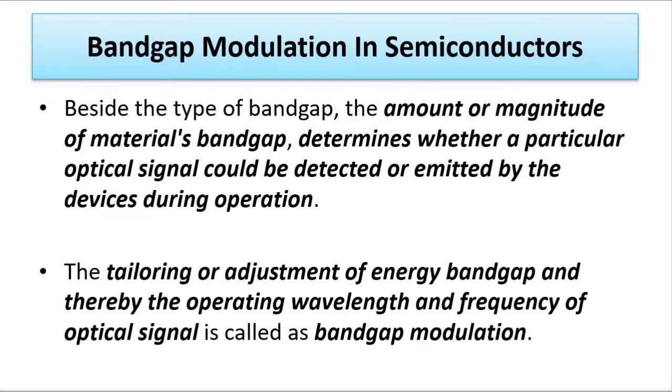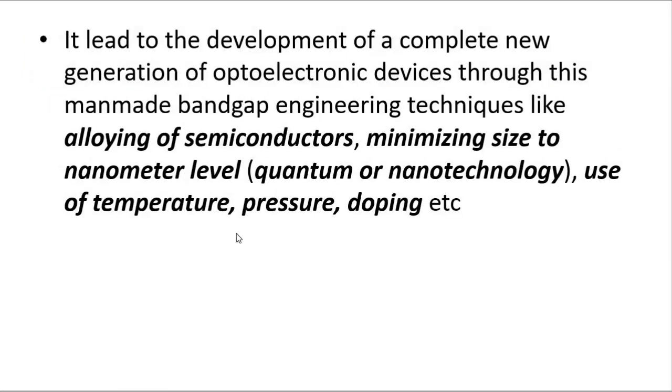So different methods are used. So far we have discussed the alloying method, the compound semiconductor method, and the doping method, the extrinsic semiconductor method. In this video we are going to discuss the use of temperature and pressure, how changing the surrounding temperature and pressure can affect the band gap energy.